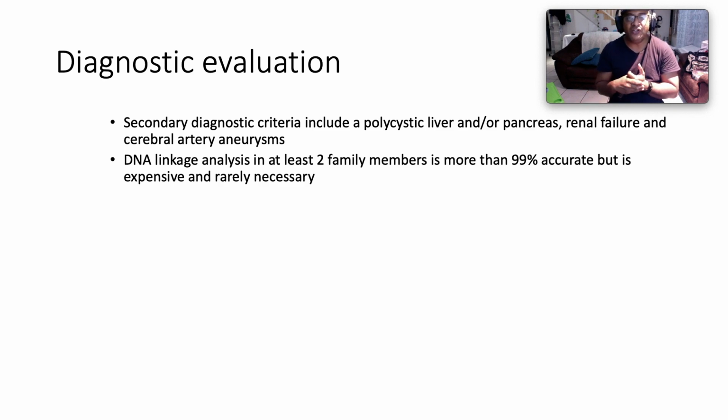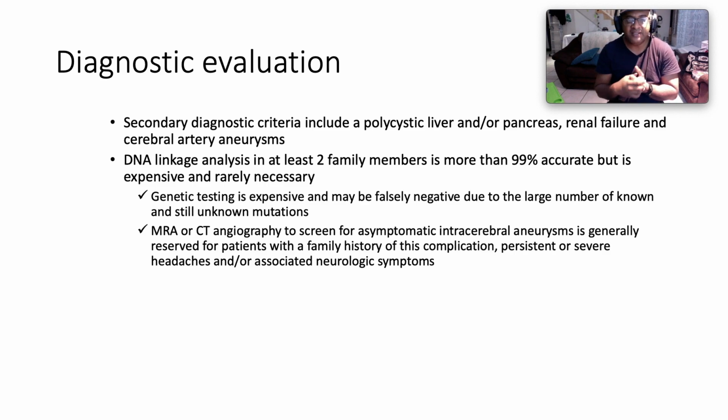Now, DNA linkage analysis in at least 2 family members is more than 99% accurate, but is expensive and is really not necessary. Genetic testing, as we know, is very expensive and may be falsely negative due to a large number of known and still unknown mutations. MRA, which is magnetic resonance angiography, or CT angio to screen for asymptomatic intracerebral aneurysms, is a good idea and is generally reserved for patients with a family history of this complication, persistent or severe headaches, so symptoms, and or associated neurological symptoms.